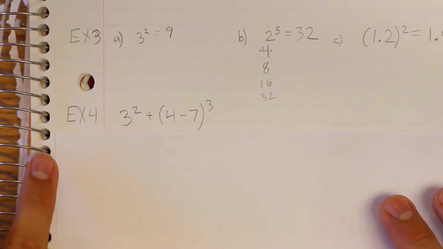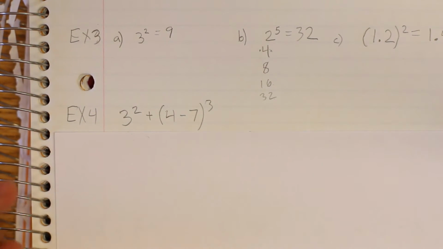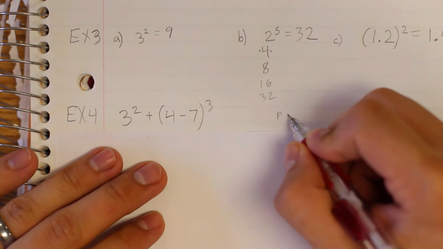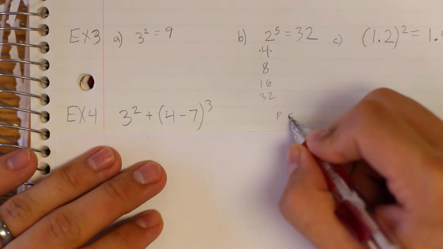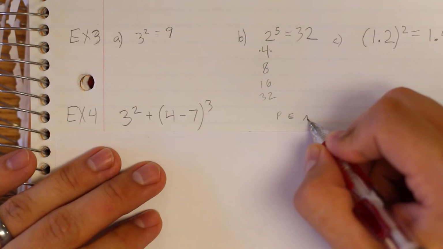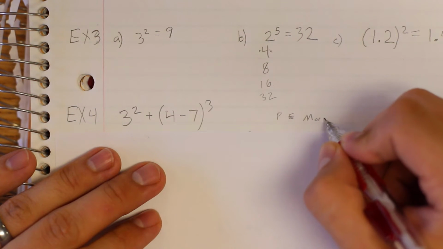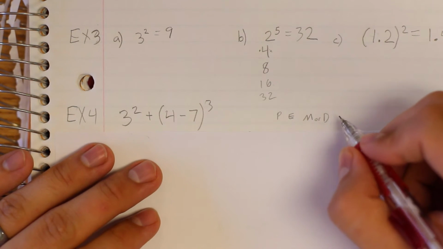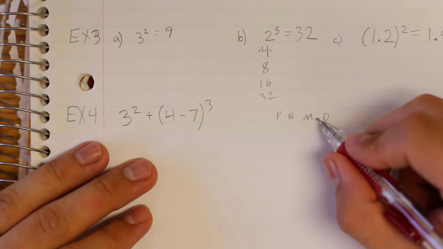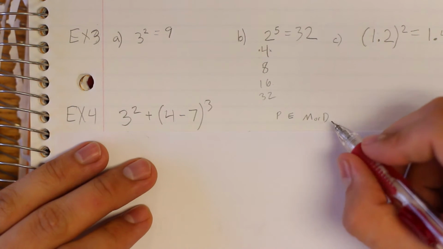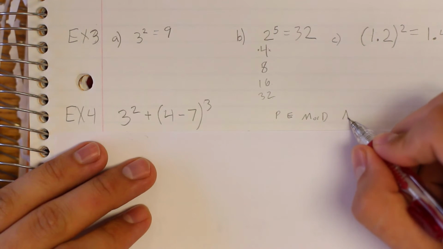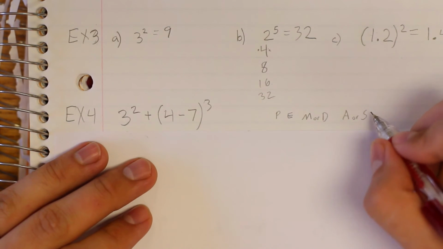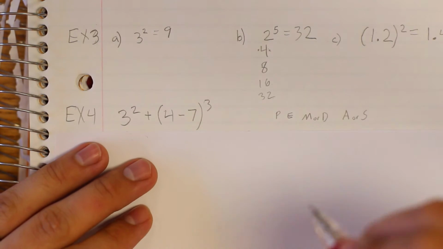Here, we're getting into the order of operations part. Order of operations says we must do parentheses, then exponents, then multiplication or division. You could put "and" if you want. I'm putting "or" this time. You do one of these first, depends on which one is written first. And then you do addition or subtraction. It depends on which one is written first, okay?